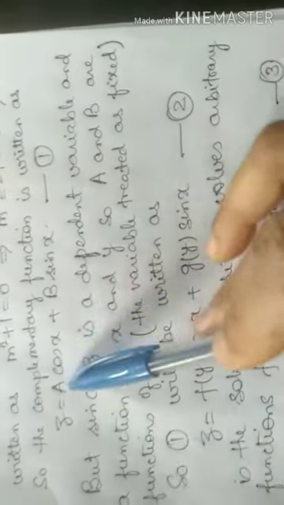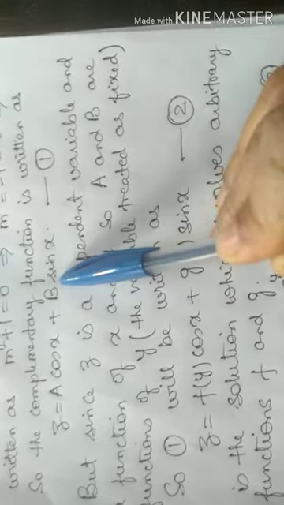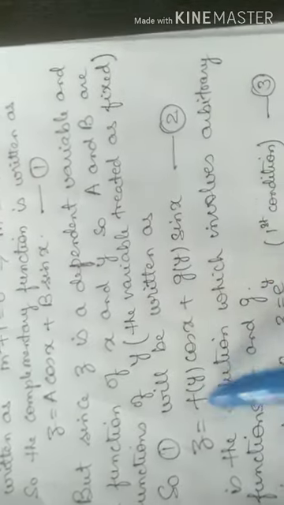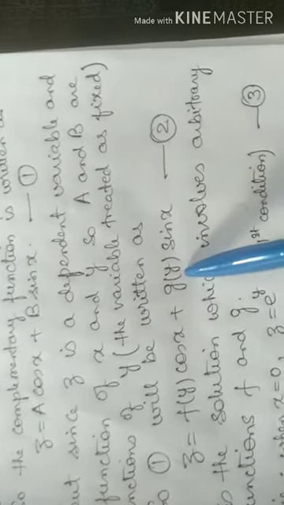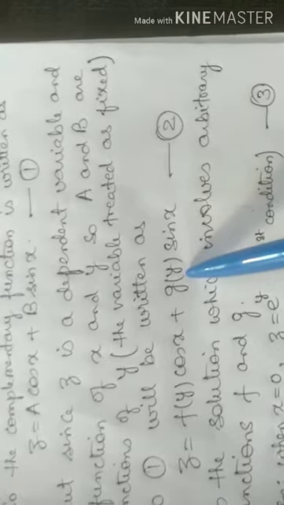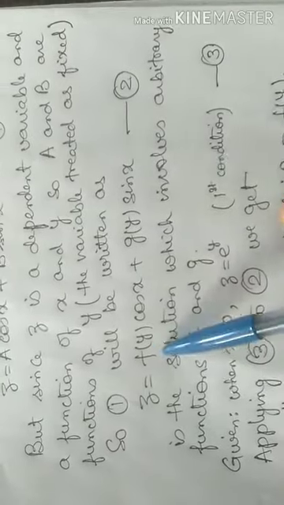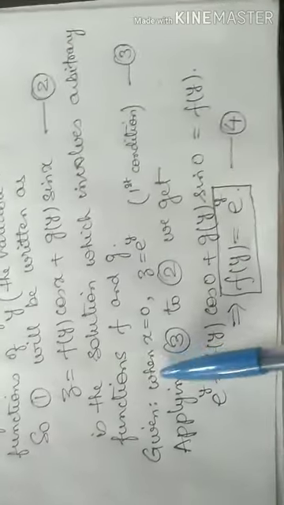So a and b here are not treated as constants, but instead they are functions of the variable treated as constant, or the variable which has not appeared in the equation as such, but in the conditions they have appeared. So y is an independent variable here. With the help of the conditions given, we shall find the values of the arbitrary functions f(y) and g(y).